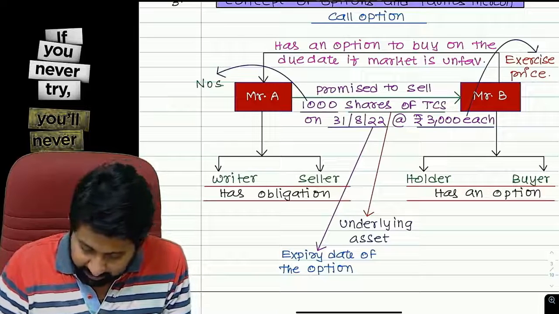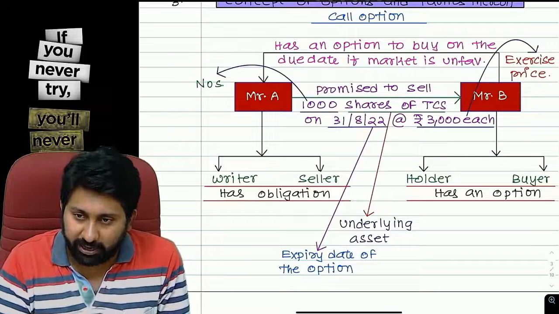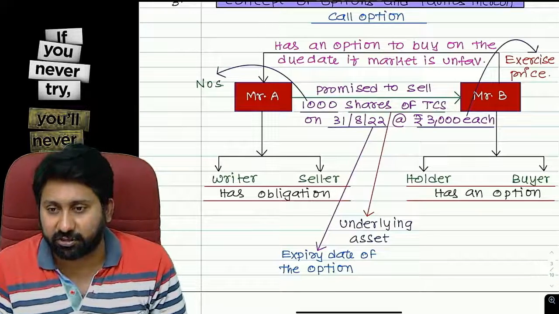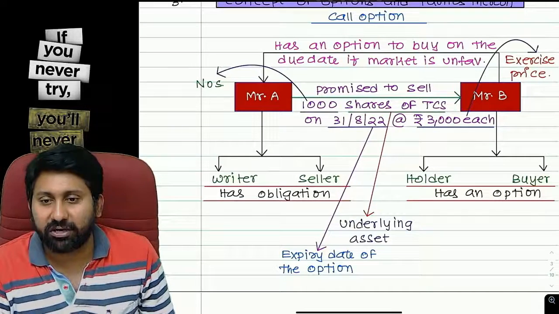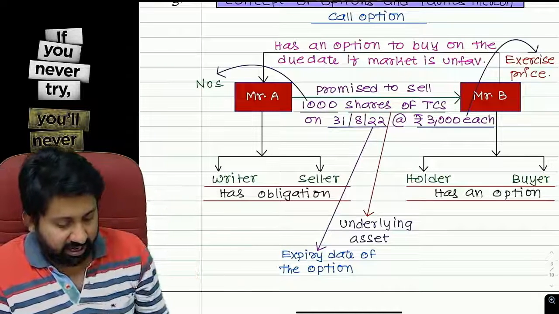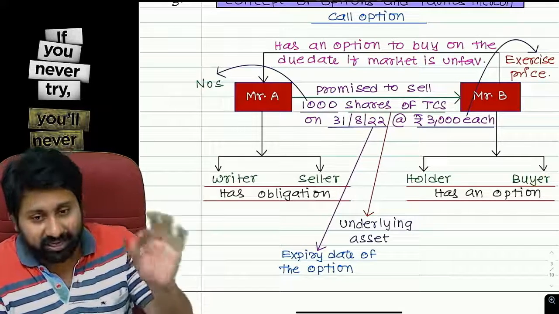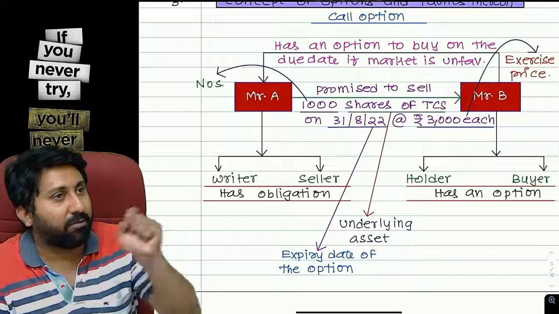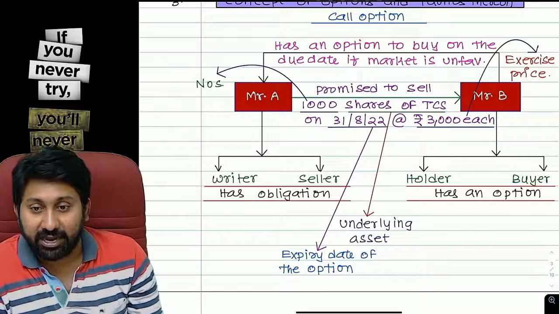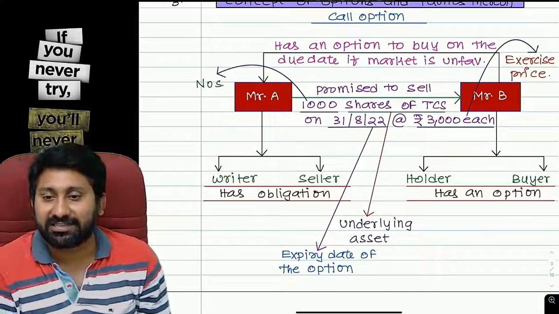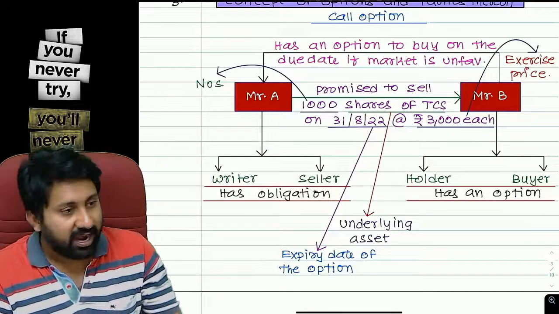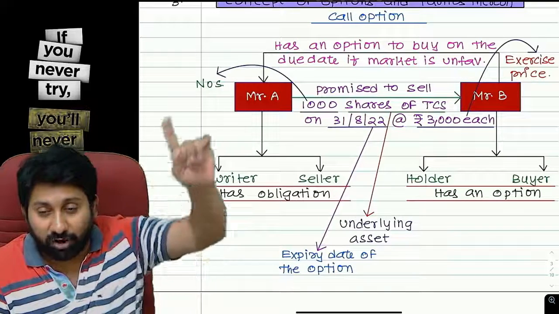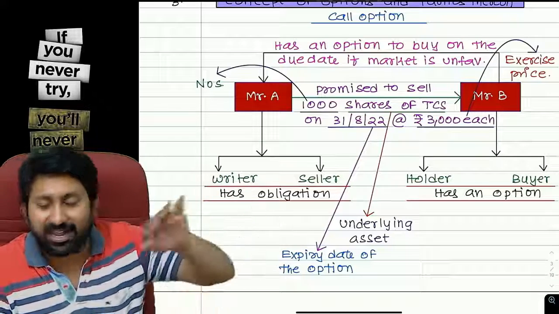So B has an option to buy on the due date if the market is unfavorable. Means how to understand this? In the market, the price of the share on 31/8 went to 4,000. Then if I have to buy in the open market, I have to spend 4,000. But Mr. A already promised me that he will sell at 3,000. I will exercise that and I will ask Mr. A, please give me at 3,000. What happens to the writer, Mr. A? So loss, that we will see later.